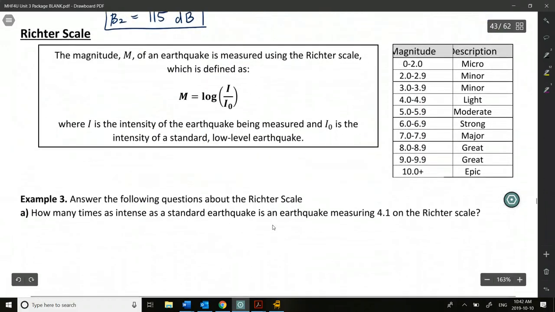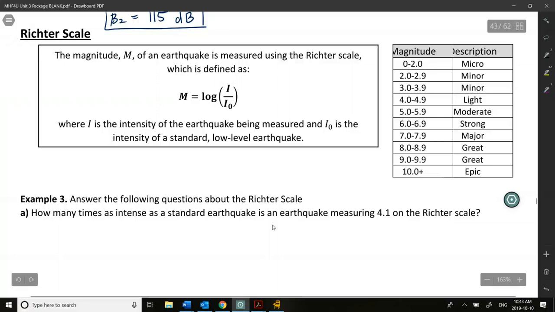Okay, last application here is the Richter scale. There are other applications as well, but these are the three main ones that we're going to look at. So M is going to be the magnitude of an earthquake measured using the Richter scale. I over I naught is the intensity of the earthquake being measured. So I is the intensity of the earthquake and I naught is the intensity of a standard low-level earthquake, which those types of things are happening at all times. We just don't feel them.